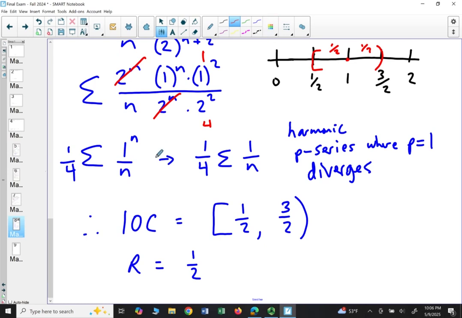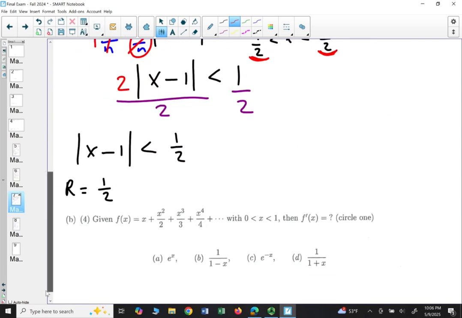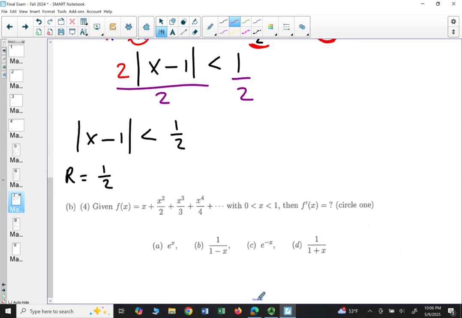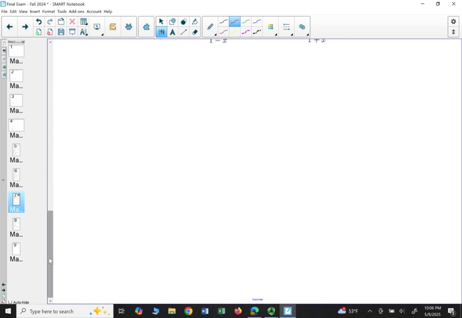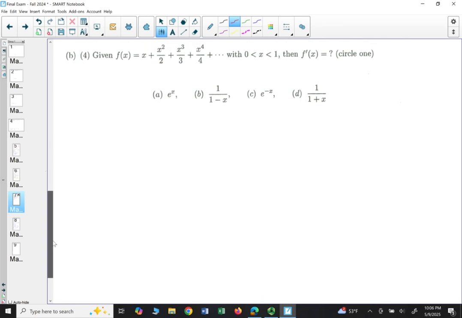Alright, so let's take a look at part B. Part B is down here. Number 7. Given the function is the following, where x is between 0 and 1, then the derivative of the function is circle 1. Okay, well, let's do this term by term. Since this is our function, we could do a term by term differentiation, right?